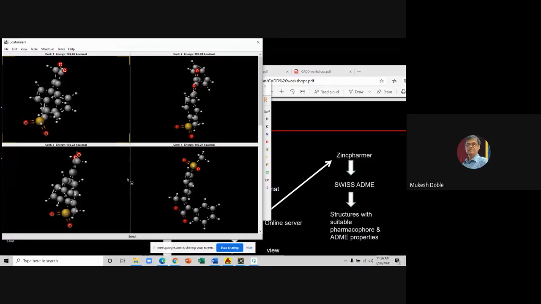You can get the minimum energy conformation, which I showed you here. You can also calculate some properties. So we can save this file, use it for your pharmacophore modeling, or use it for docking studies later on. All these things can be done using Marvin.